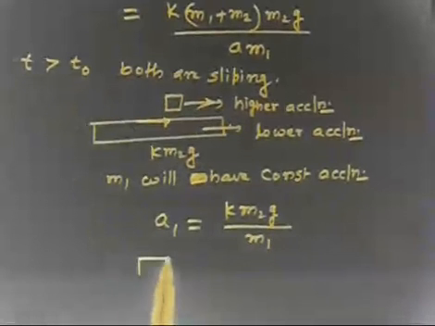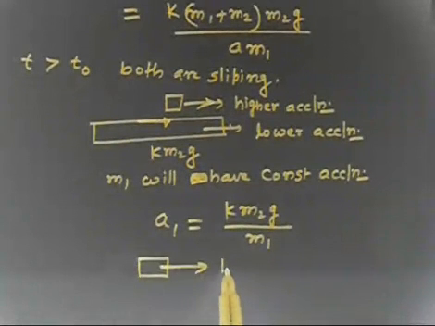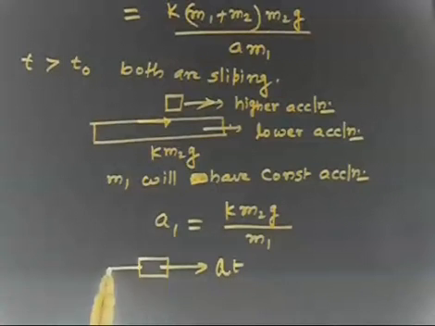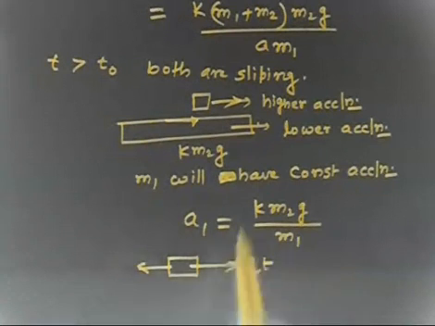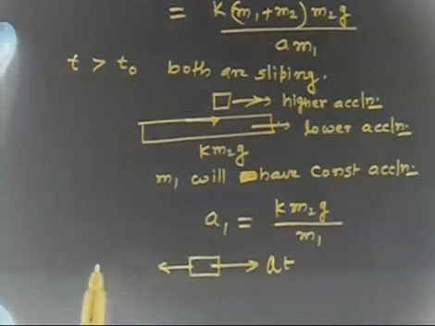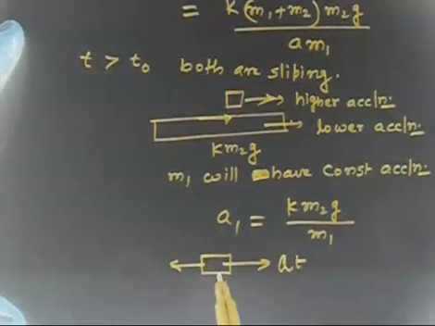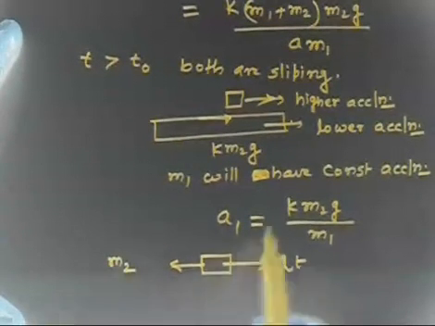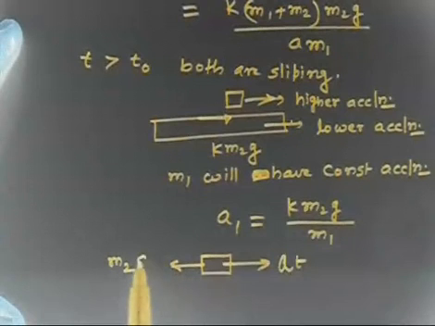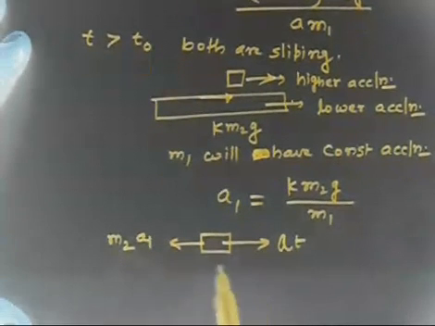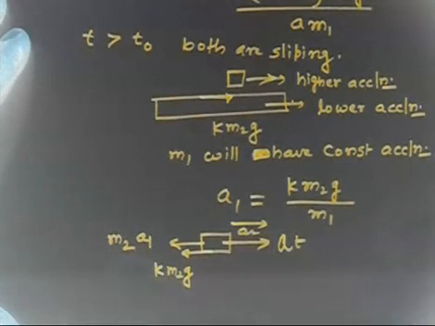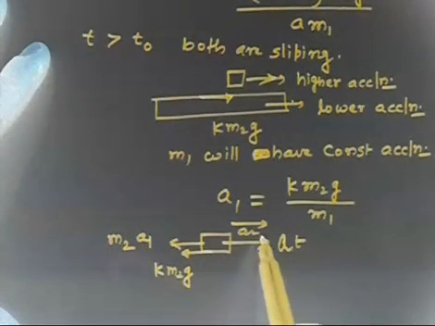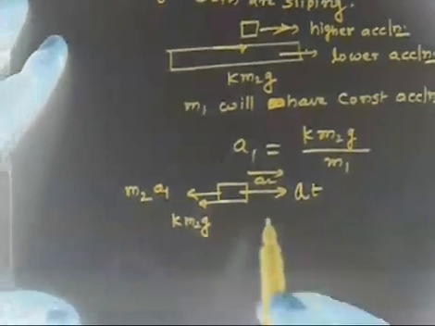But for object 1 that is on the top, the force is still acting as a into T. It will have a pseudo force. If I want to find the acceleration with respect to the lower block, this will also have a pseudo force. The mass of this is M2, so M2 times A1. And this will have a friction force in the backward direction, K times M2 times Z. Now this has the acceleration A2 relative to A1. So this acceleration is a relative acceleration, and I can solve for A2.